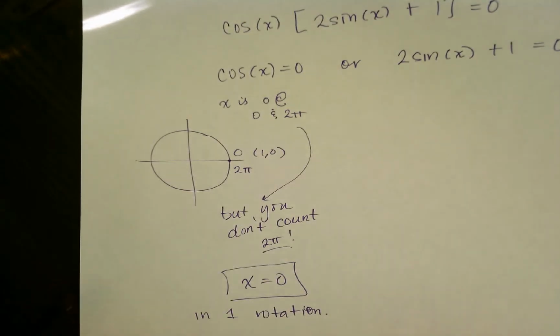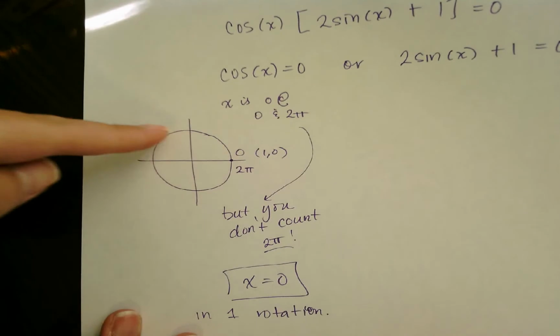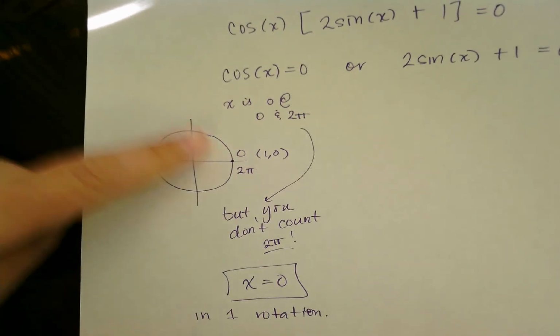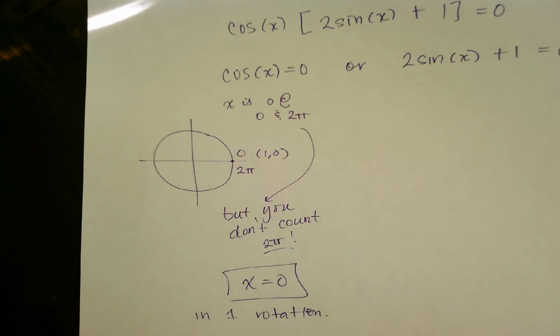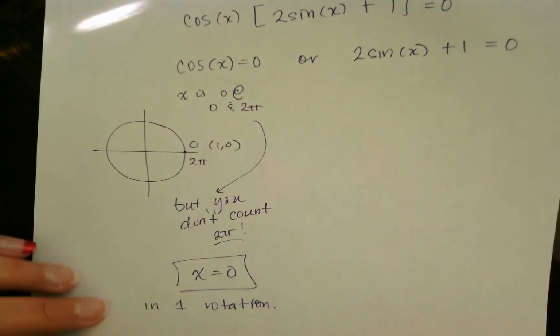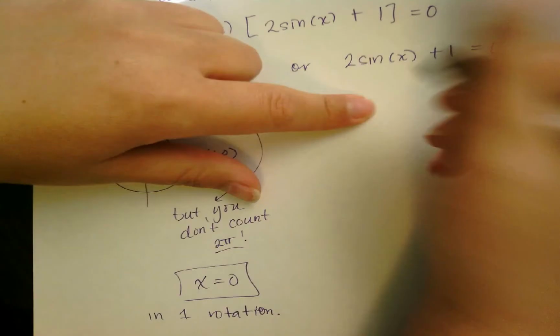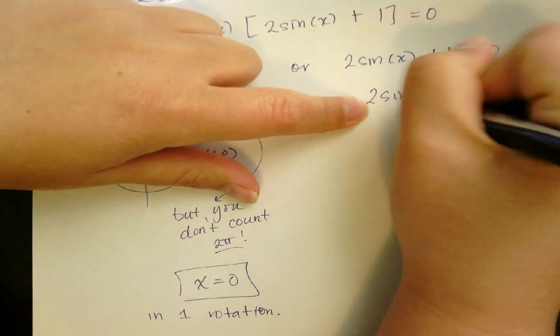Sometimes you get two answers because there are two spots in one rotation. Sometimes there's only one spot in one rotation. For that one, it's only one spot. You don't count the 2 pi twice. And then 2 sine of x plus 1 equals 0. How would I solve that? You can subtract the 1 over and divide by 2. Yep. Isolate the sine of x.